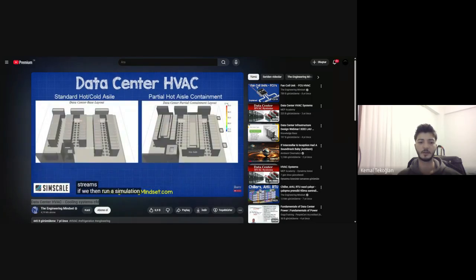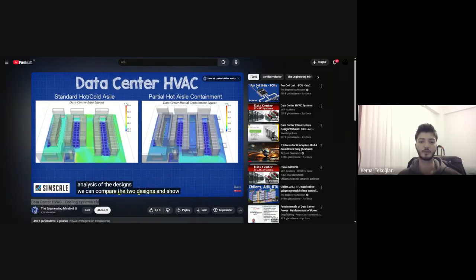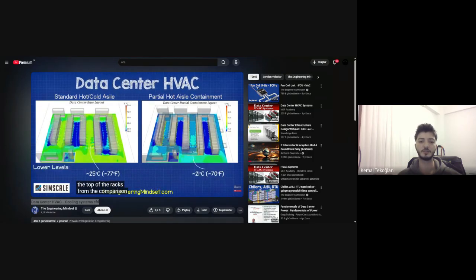If we then run a simulation for thermal analysis of the designs, we can compare the two designs and show the resulting temperature distribution at different levels. The simulation starts at floor level and moves up to the top of the racks. From the comparison, we can clearly observe that at the lower levels, the second design has a much cooler cold aisle as compared to the first design.